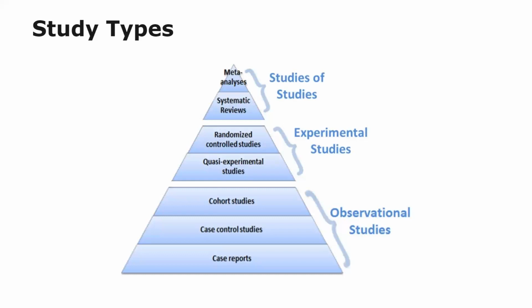The graphic also shows how observational studies are at the lower levels of evidence, where experimental studies are at the higher levels, since they can usually account for more variables. And then studies of studies, systematic reviews, and meta-analyses are at the top. So if you can find studies that are closer to the top of the evidence pyramid, you can feel more confident about their conclusions.